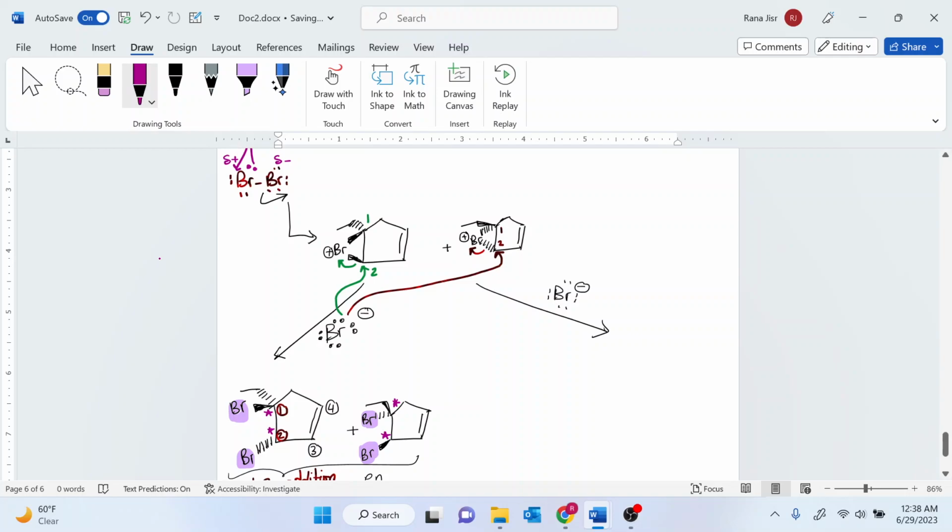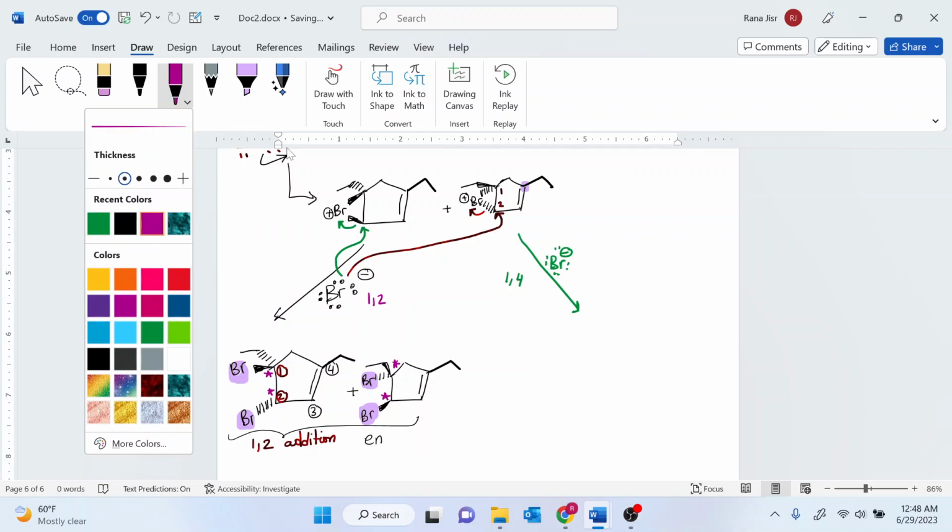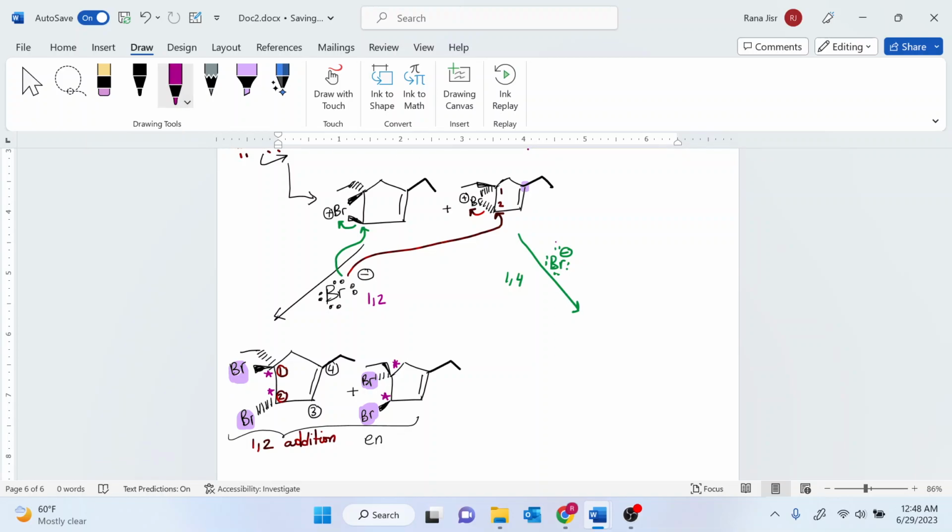Now the 1,4 addition. So here I had the 1,2 addition, now I'm going to have the 1,4 addition. For the 1,4 addition, we do have Br minus in the solution still. And the bromine has 2 options in this case. The bromine can either come and attack this carbon over here.